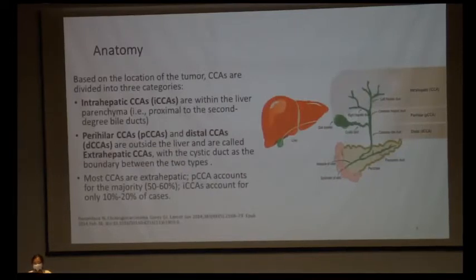Based on the location of the tumor, cholangiocarcinomas are divided into three categories: intrahepatic, and extrahepatic, which consists of perihilar and distal. This has already been discussed. So this is the intrahepatic cholangiocarcinomas. They are within the liver parenchyma and proximal to the second degree bile ducts. Perihilar and distal cholangiocarcinomas are outside the liver, and they have the cystic duct as the boundary between these two types.